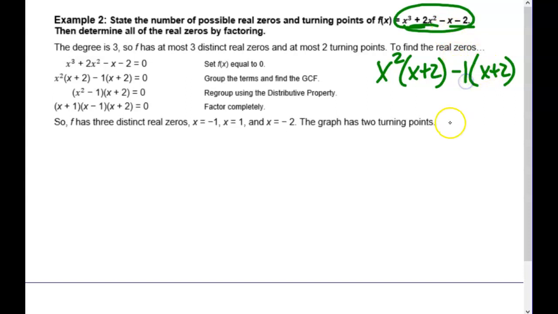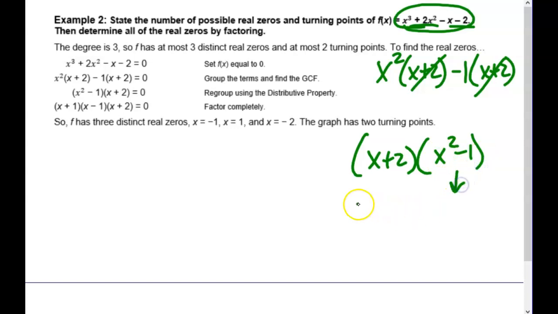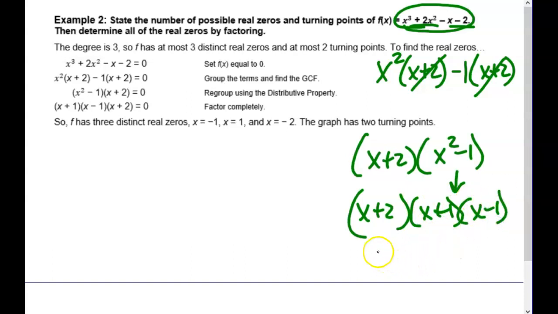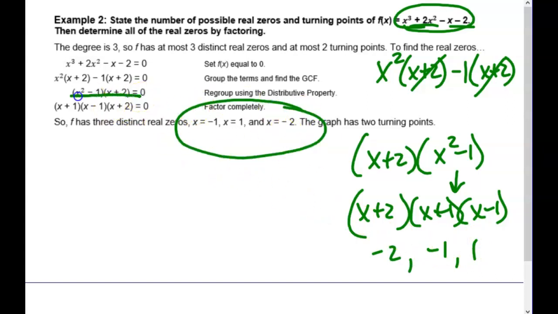I can take out a negative 1. Then if I take this factor out of each, there's left an x squared and a minus 1. Then this factors as the difference of squares, x plus 1 and x minus 1. So I have a negative 2, a negative 1, and a 1 that are the zeros. Okay? And the linear factors were these right here.